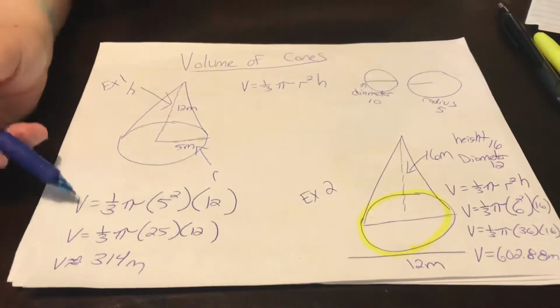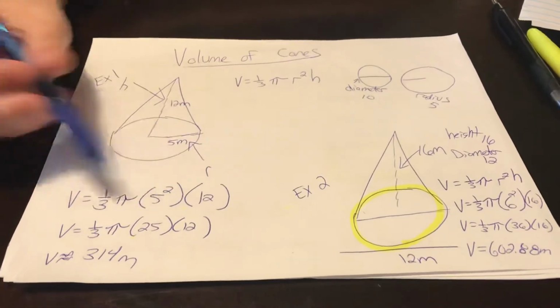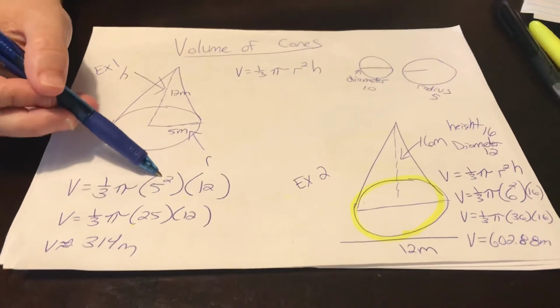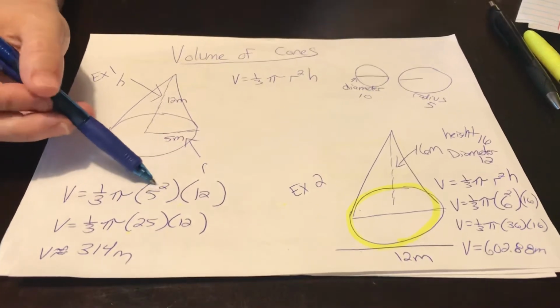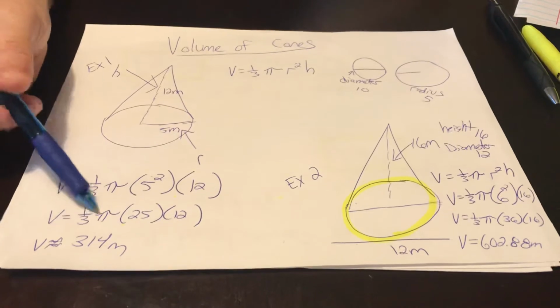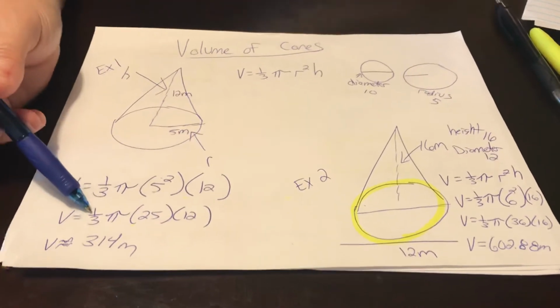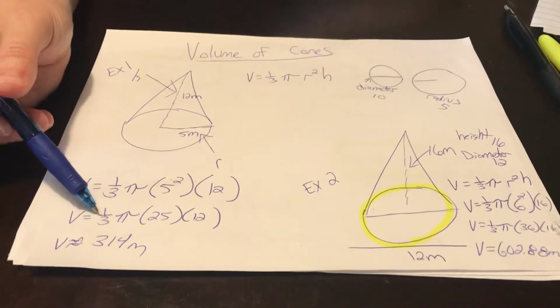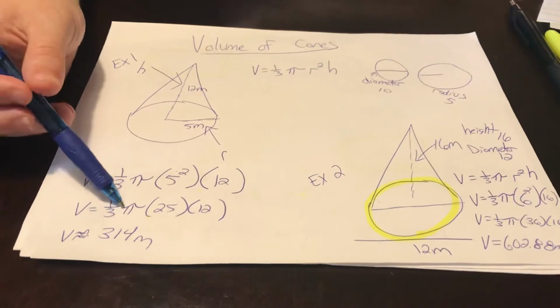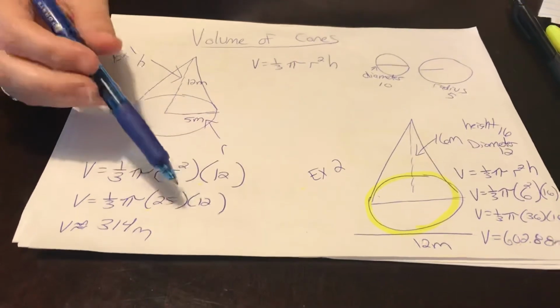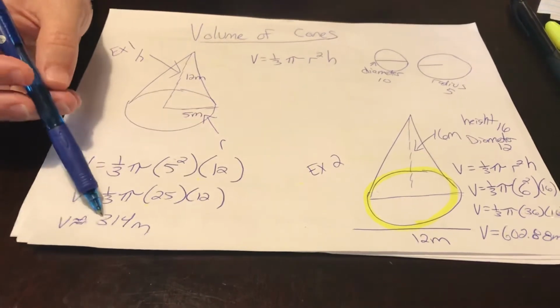Okay, so what you want to do is you want to plug in what they give you, as I did here. Go ahead and simplify 5 squared, your radius squared first, which is 25, and then you're going to multiply. If you put the 1/3 into the calculator, you just do it as 1 divided by 3 times 3.14 times 25 times 12, and that'll get you your answer.